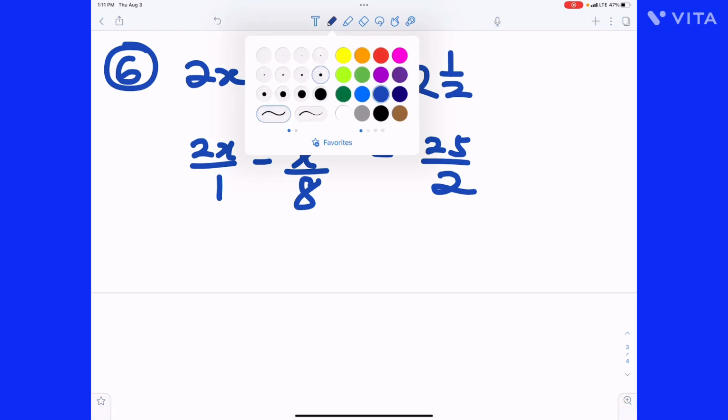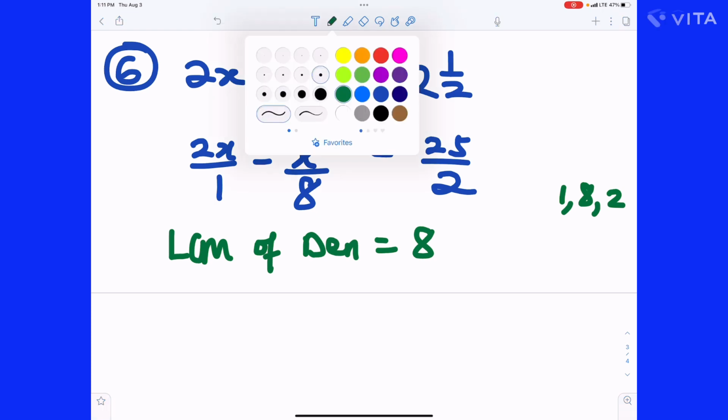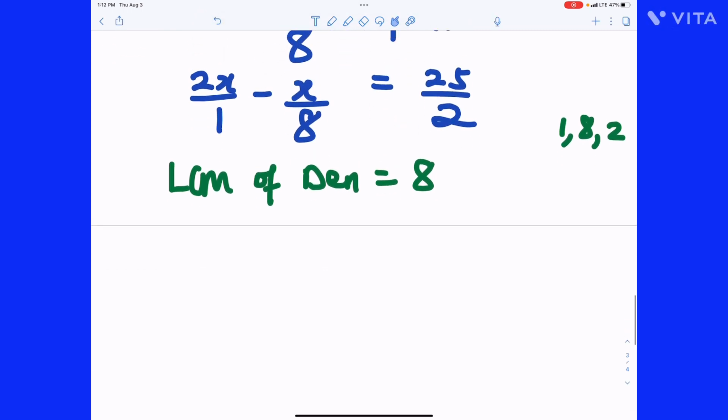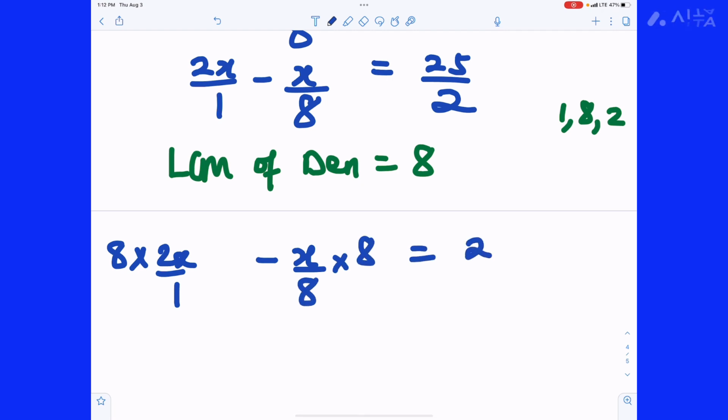Okay, here I'll use the LCM of denominators. What's the LCM? My denominators are 1, 8, and 2. The LCM of 1, 8, and 2 is what? 8. So I'll now multiply each term in the equation by 8. Let's go ahead and do that. So I'll do 8 times 2x over 1. I'll also do minus x over 8 times 8. I'll go to the right and do 25 over 2 times 8. Take note of this step.